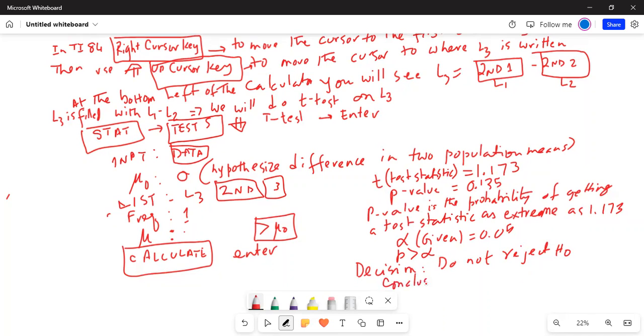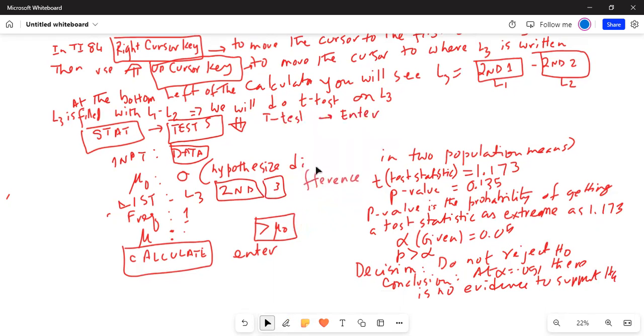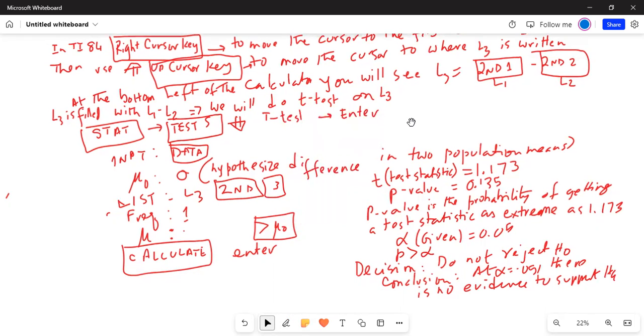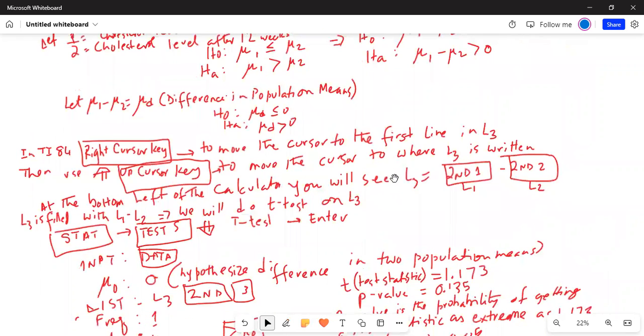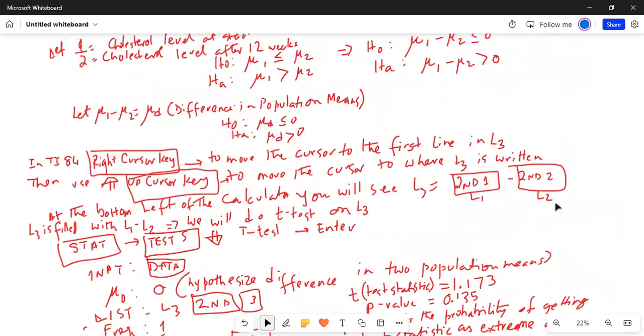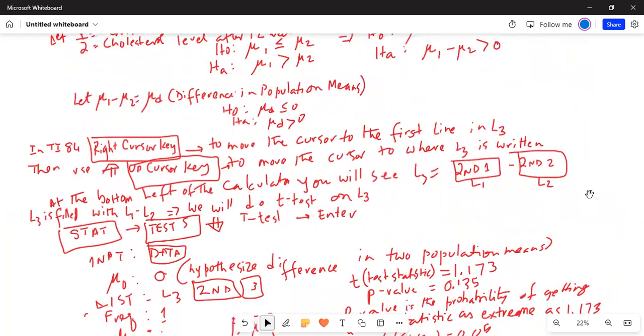Conclusion: at alpha equal to 0.05, there is no evidence to support the alternate hypothesis HA, which, if you remember, is mu d greater than 0, right? So let me write it over here.